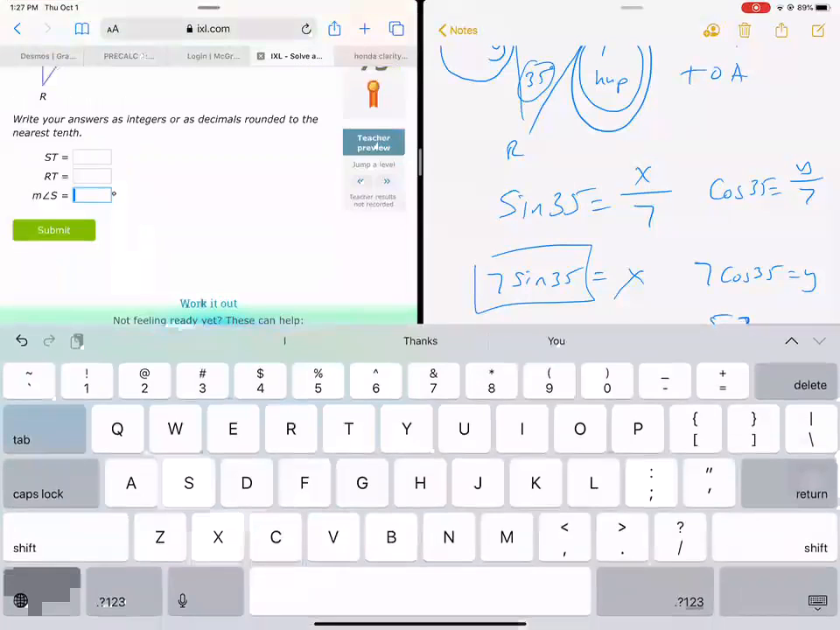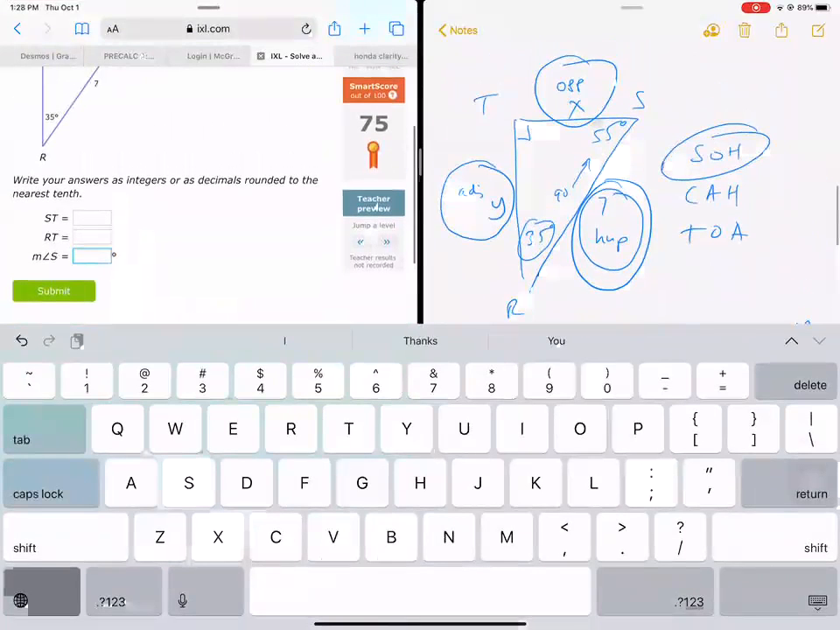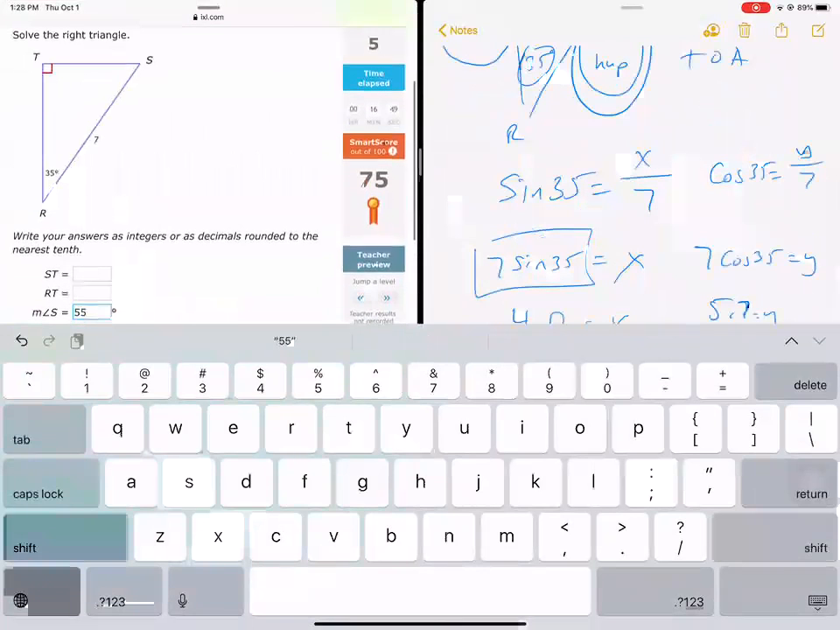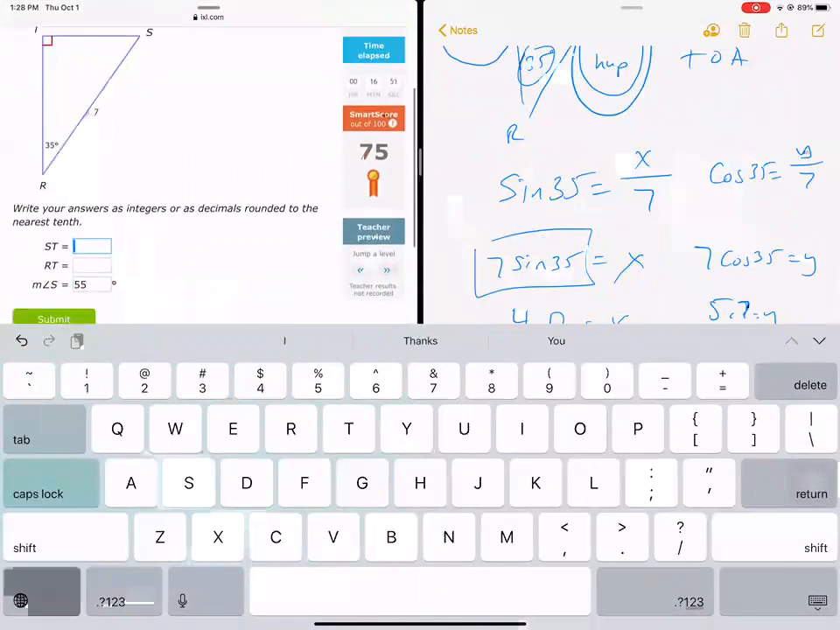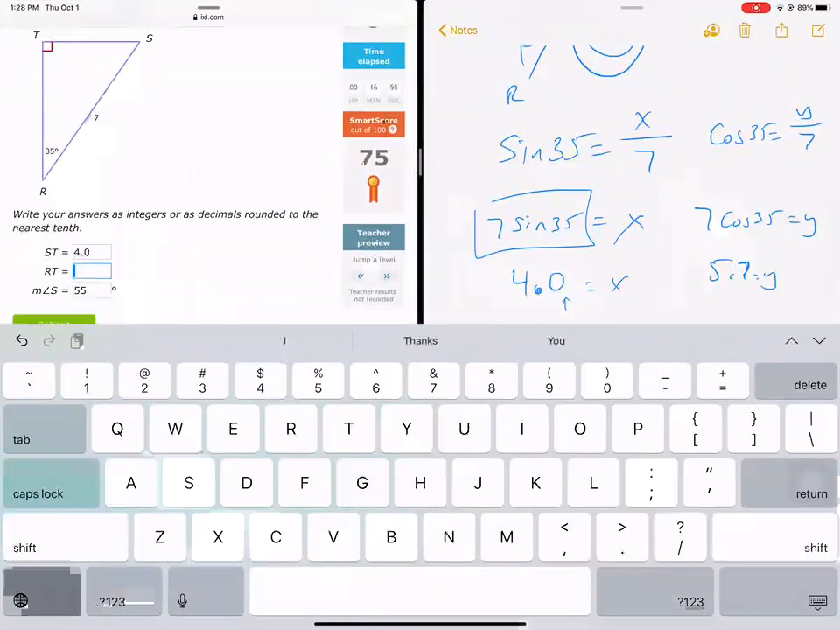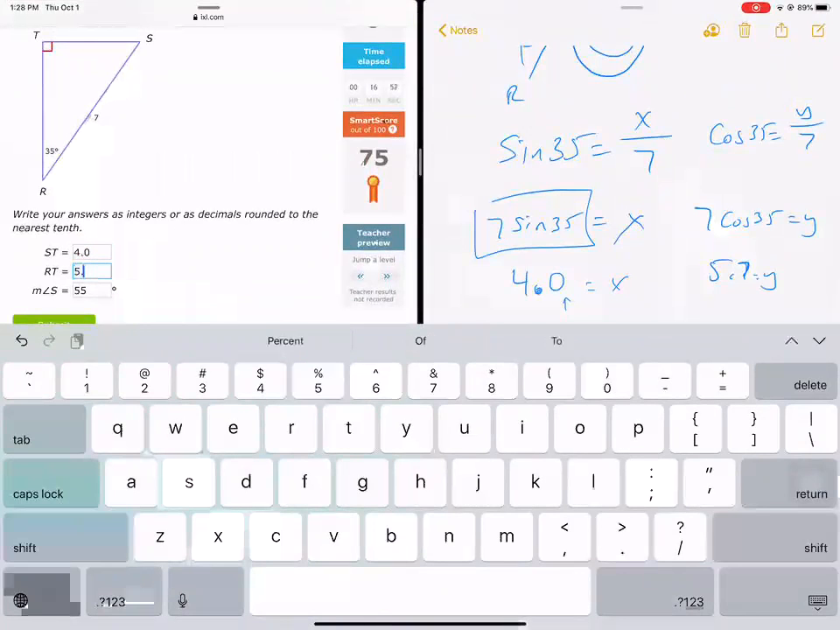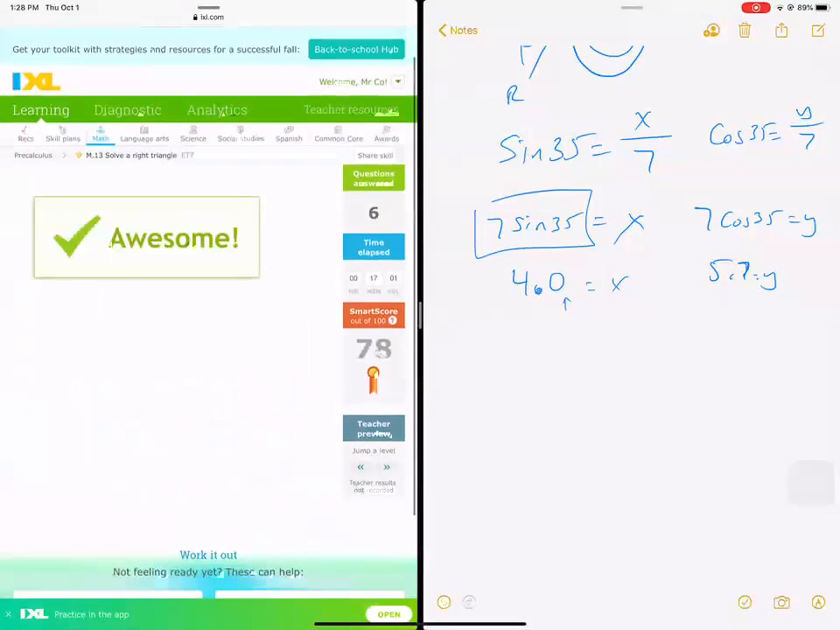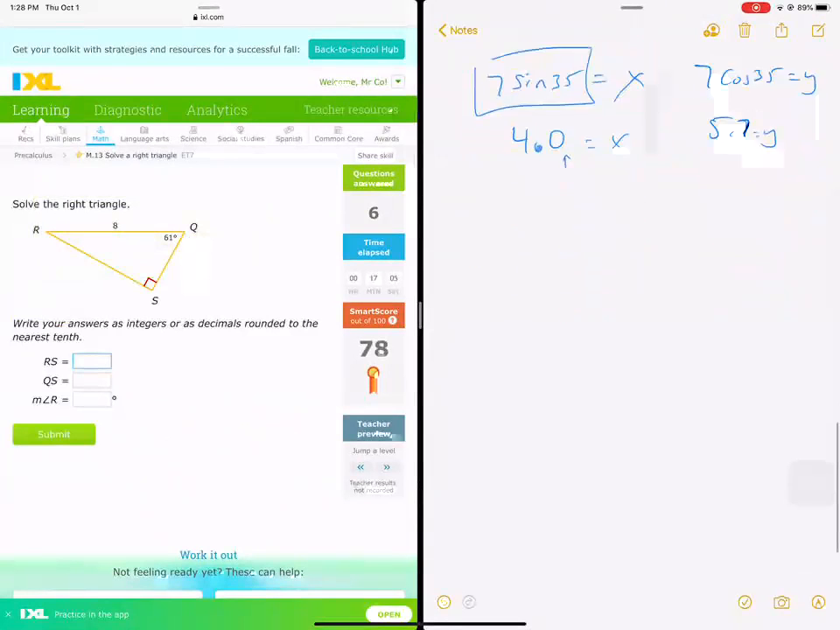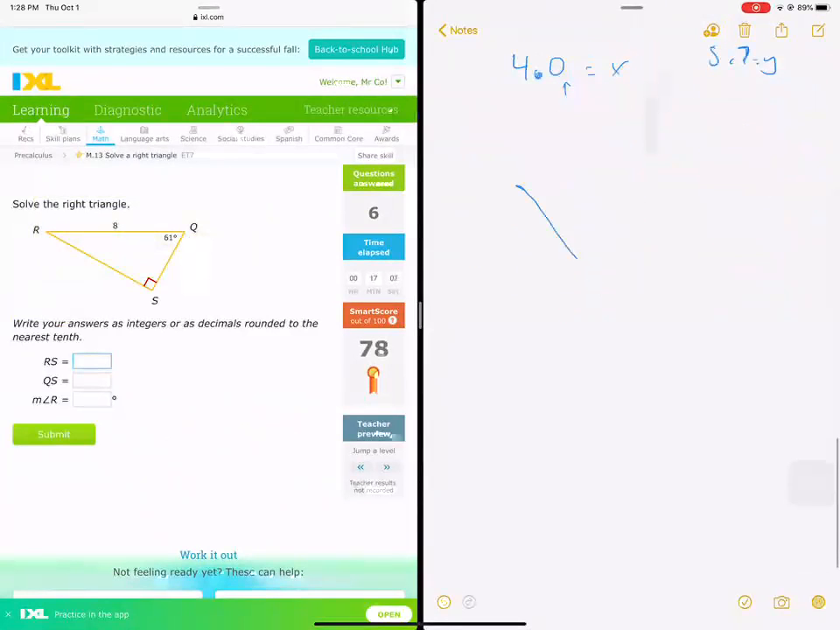So let's cross our fingers. We said the angle is going to be 55. The two legs, TS, which is the top, that's going to be 4.0, and RT will be 5.7. Let's cross our fingers. Oh, that's so scary. Every problem is scary. Hopefully I'm not giving you guys anxiety.